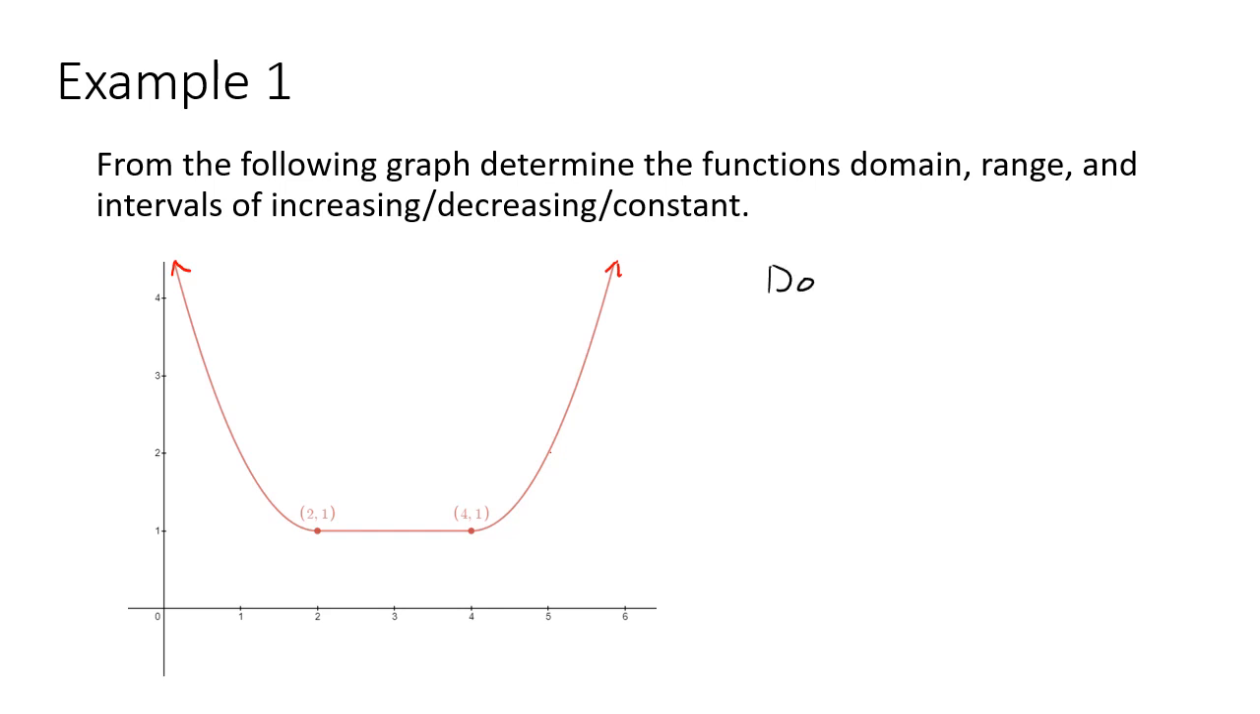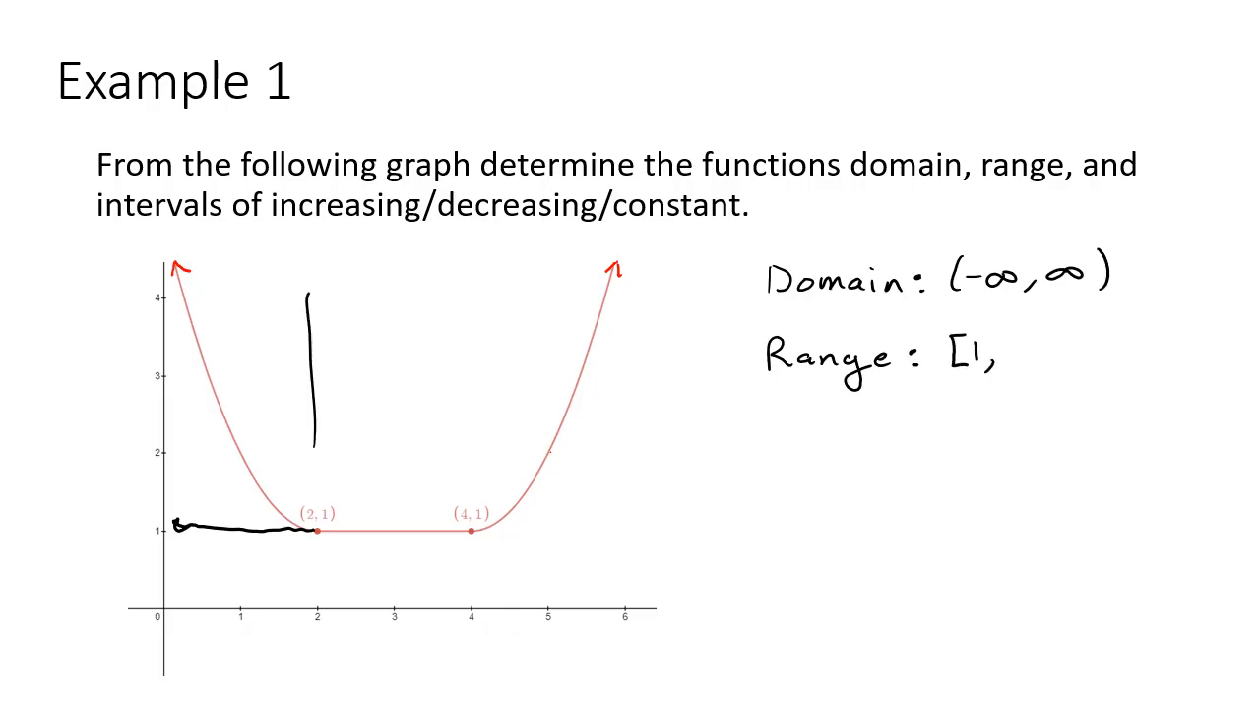All right, so again, domain is left to right, the x values. So this graph is going forever to the left and forever to the right. So the domain of this function would be all real numbers. The range is a little bit more limited, lowest to highest y value. So our lowest y value is 1 in this case, but it does go forever up. So the range would be from 1 to positive infinity.